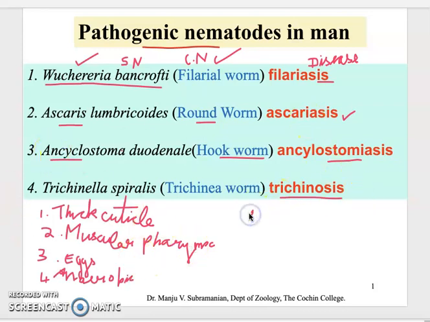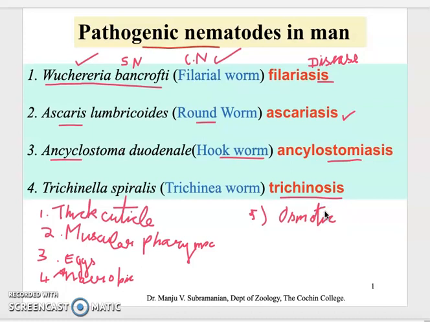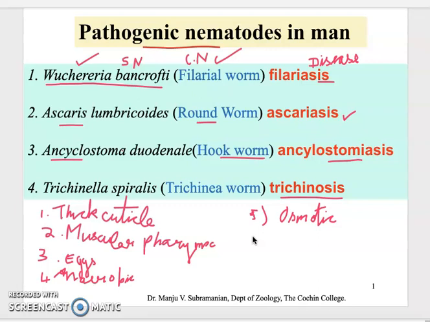Then the fifth adaptation is osmotic adaptability. That is, these parasites lead a successful life even if the osmotic condition is different in the different surroundings in which they thrive. Actually, we will come to this in detail in the video lecture.